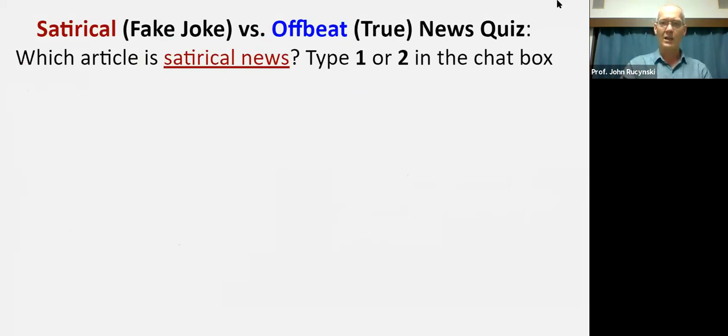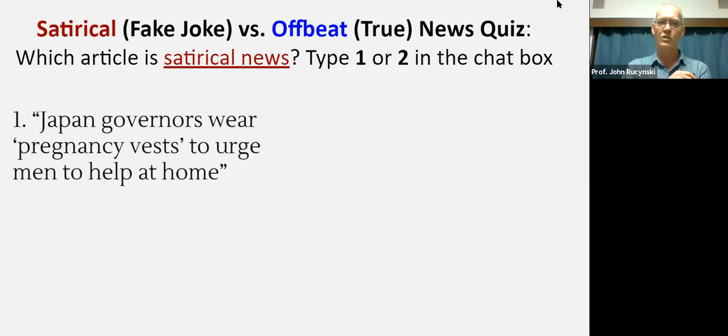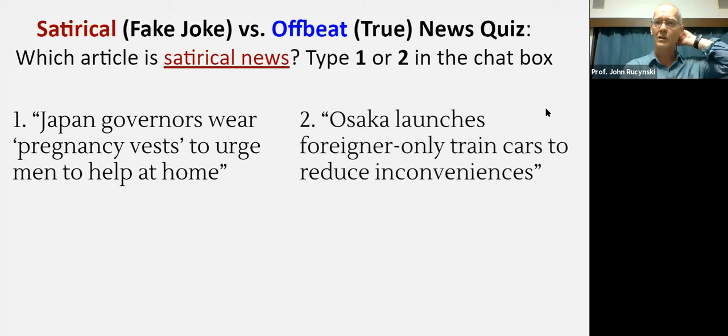I'm going to give you two headlines from Japan. And if you could type in the chat box, one of these is satirical news. So just type one or two, headline one or headline two. So one, Japan governors wear pregnancy vests to urge men to help at home. Two, Osaka launches foreigner-only train cars to reduce inconveniences. So which of these was a satirical news item, number one or number two? If you could just type your guess in the chat box.